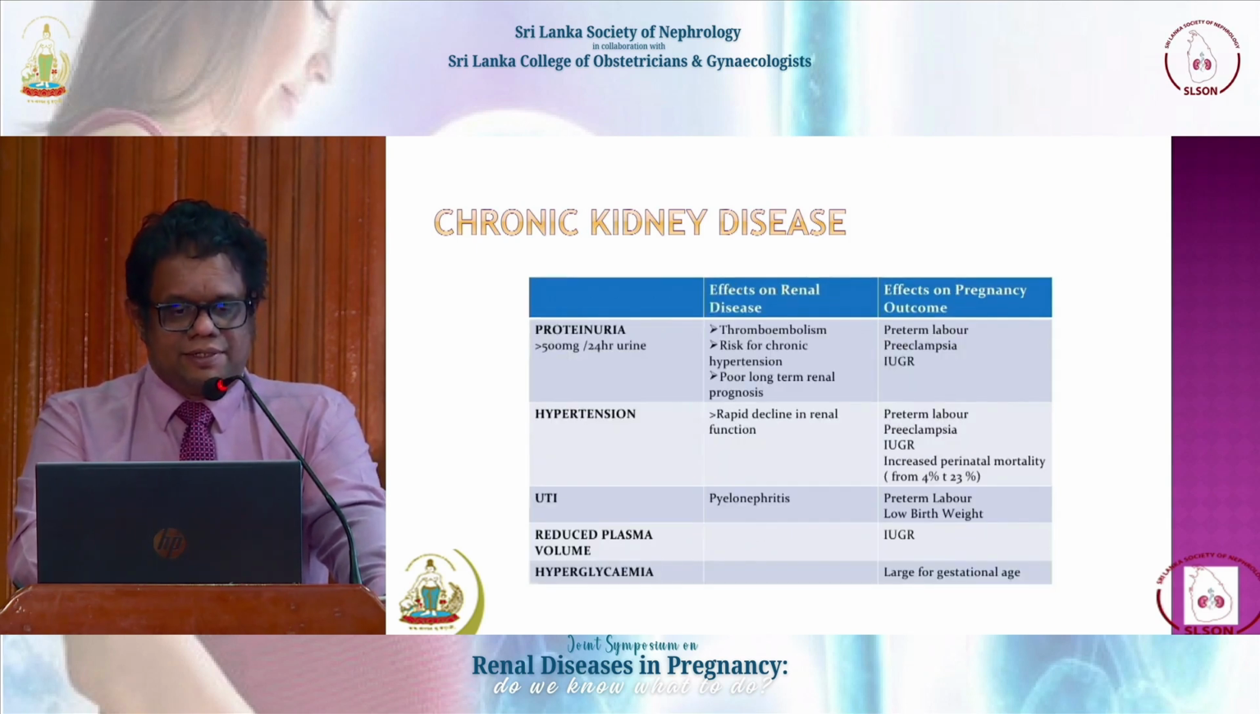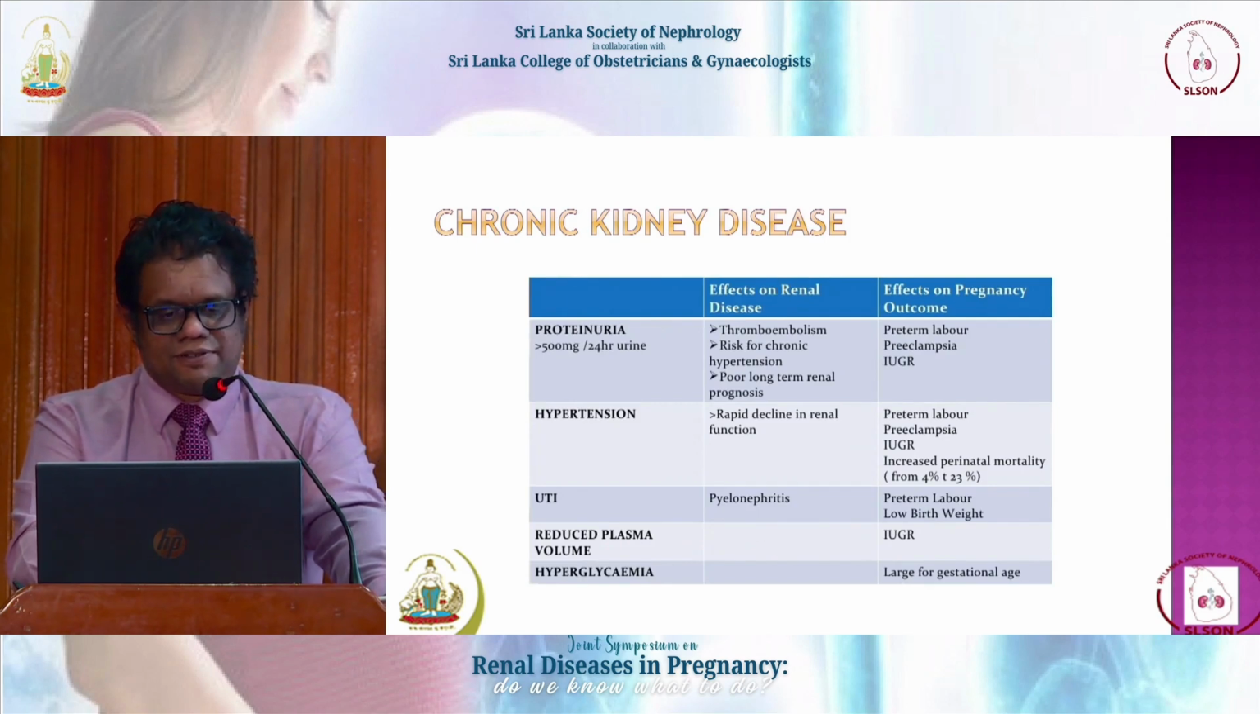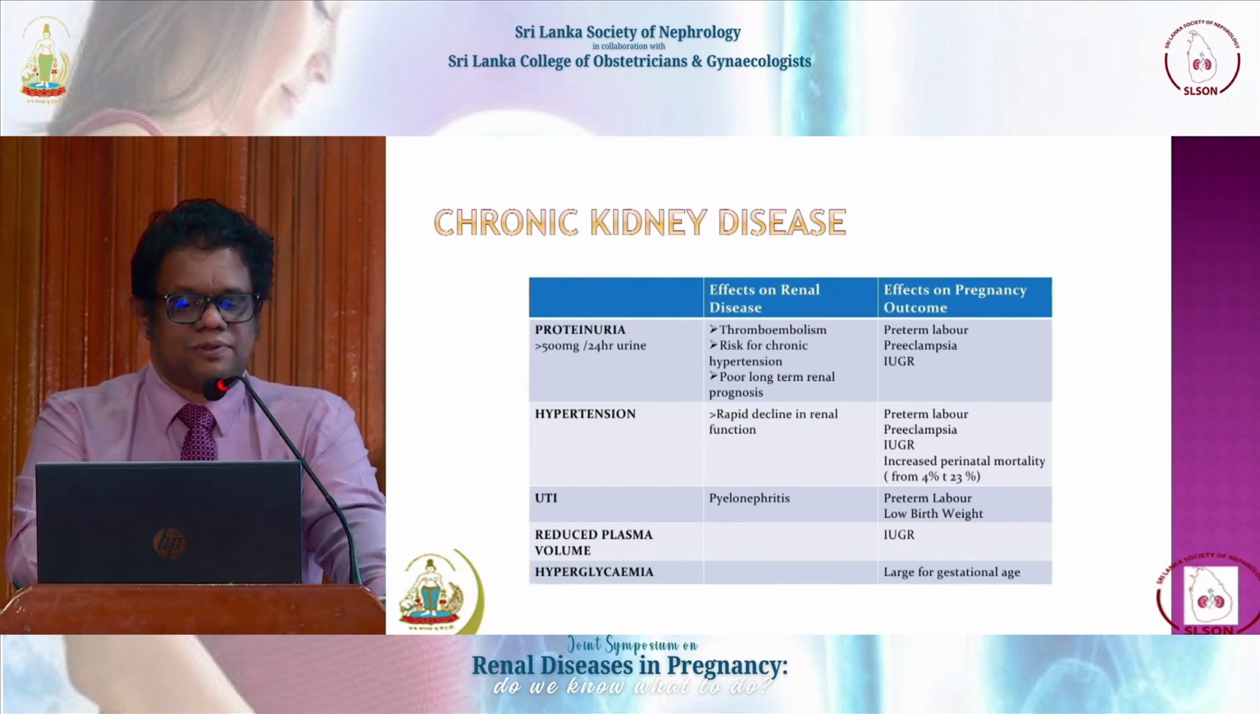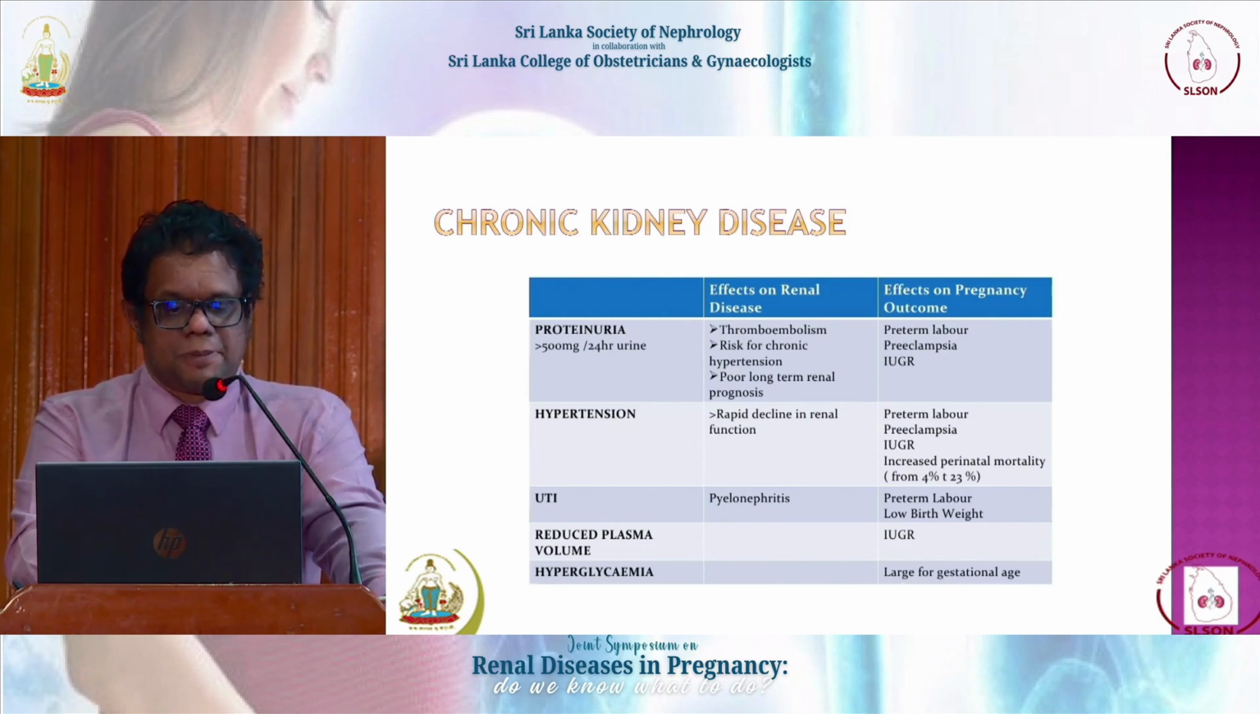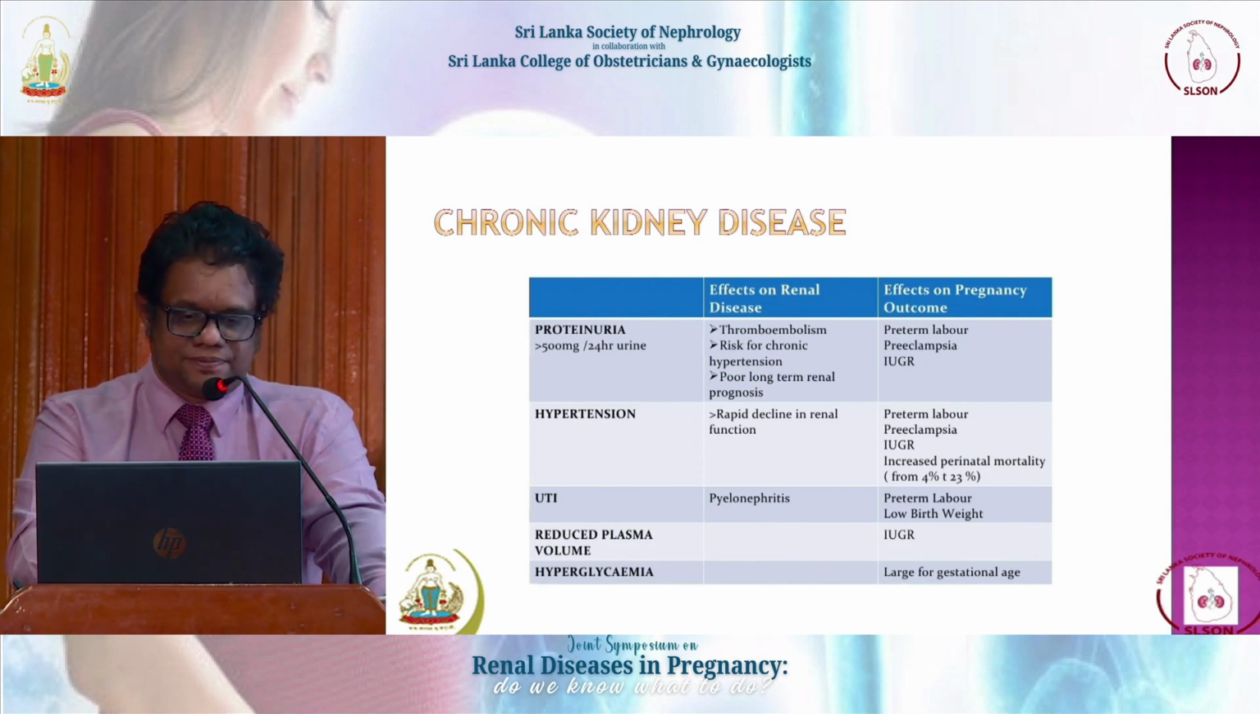Proteinuria is also a risk factor, with more than 500 milligrams per 24 hours associated with growth retardation, preeclampsia and preterm labor. Hypertension we have already discussed, and how it affects the pregnancy outcome, urinary tract infections as well, and hyperglycemia. All these things affect the final outcome.